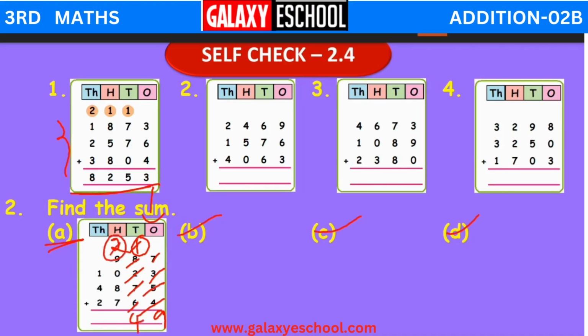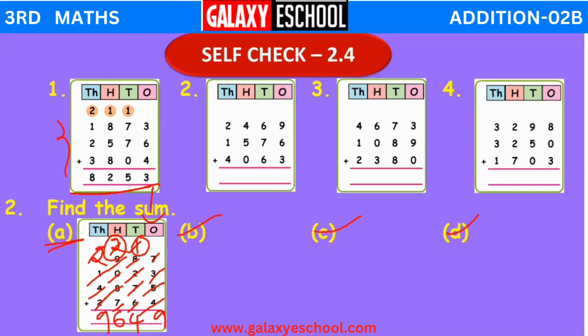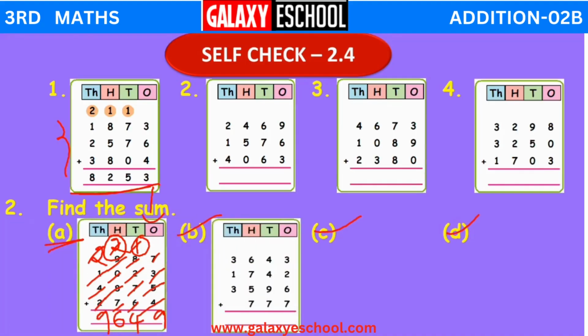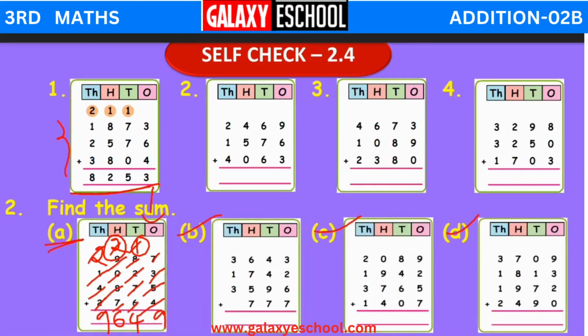And in the hundreds place we have 2 plus 9, 11. 11 plus 0 becomes 11. And 11 plus 8 becomes 19. 19 plus 7 becomes 26. So 2 gets carried. Again in the thousands place we have 2 plus 1, 3. 3 plus 4, 7. 7 plus 2, 9. So 9649 is the answer. Now look at questions B, C and D.